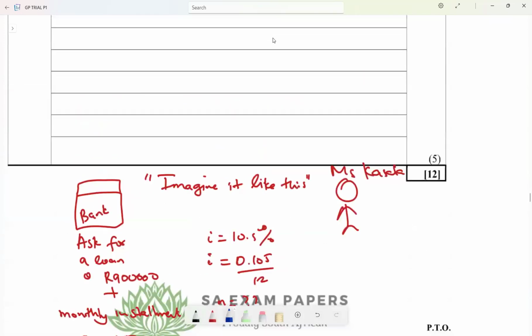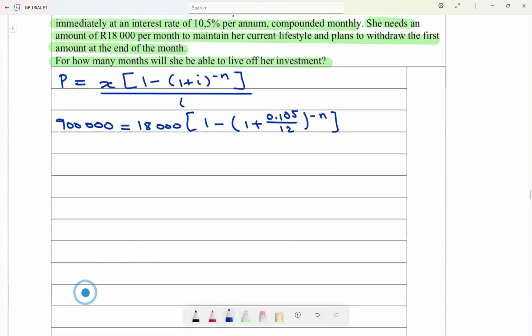Okay. So the bank took the loan of that much. This is not the real scenario, but it is similar. It is a similar concept. And then let's go through the mathematics.